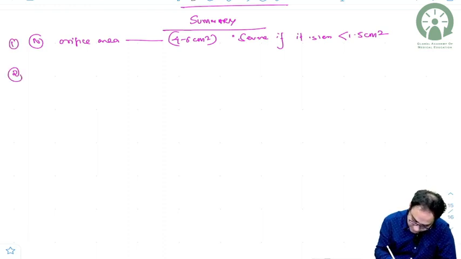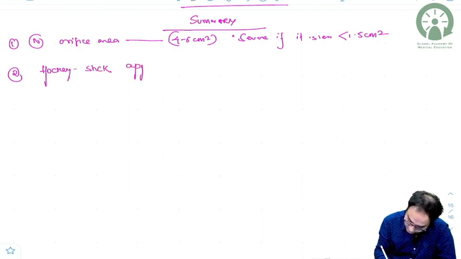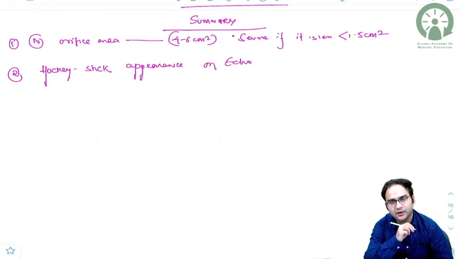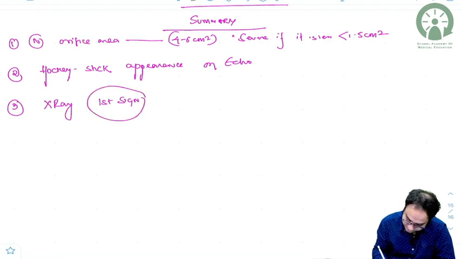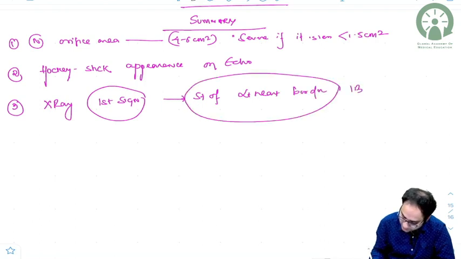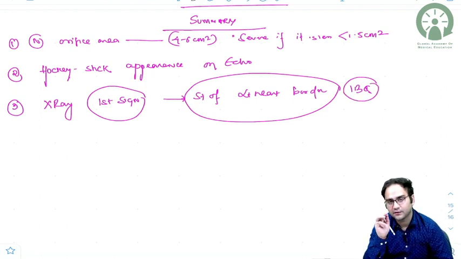Second, we get a hockey stick appearance on echo, okay? In X-ray, the first sign that you get is the straightening of the left heart border. Do not forget to see that image-based question that I have given in the module, because that will be asked. If you are asked any image-based question on mitral stenosis, it will be the straightening of the left heart border, okay?